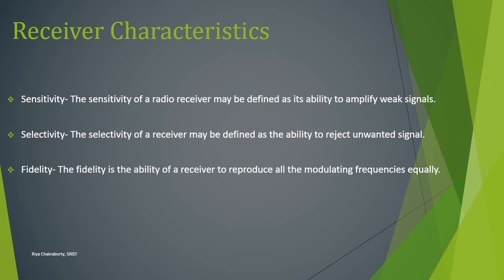The sensitivity of a radio receiver may be defined as its ability to amplify weak signals. It is generally defined in terms of the voltage which must be applied at the receiver input terminals to provide a standard output power measured at the output terminals. So, for AM broadcast receivers, several relevant quantities have been standardized.